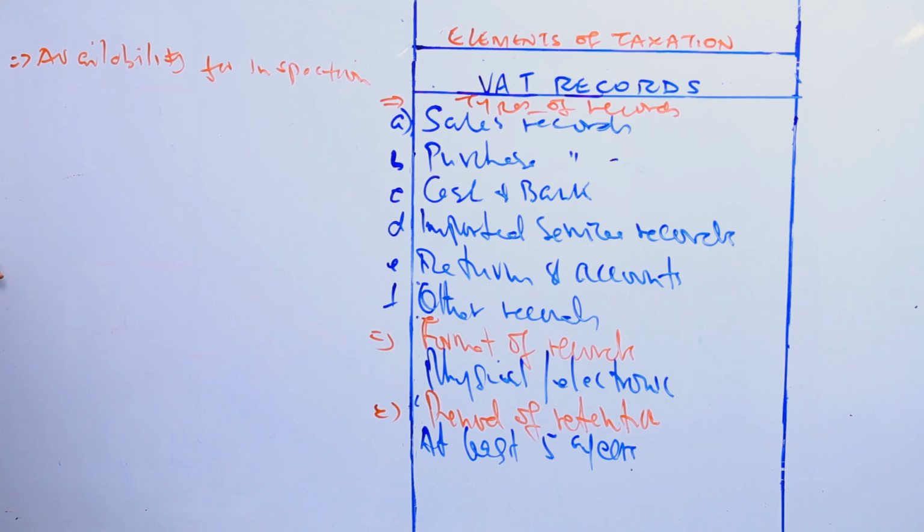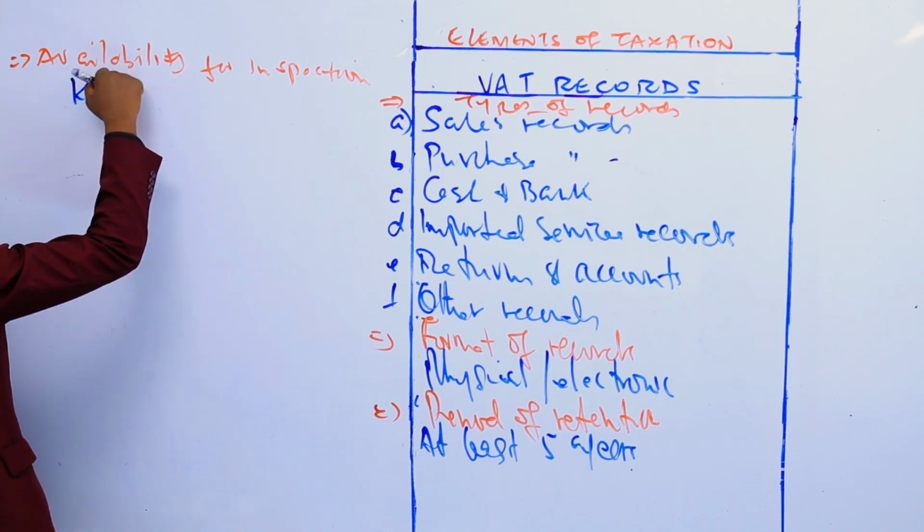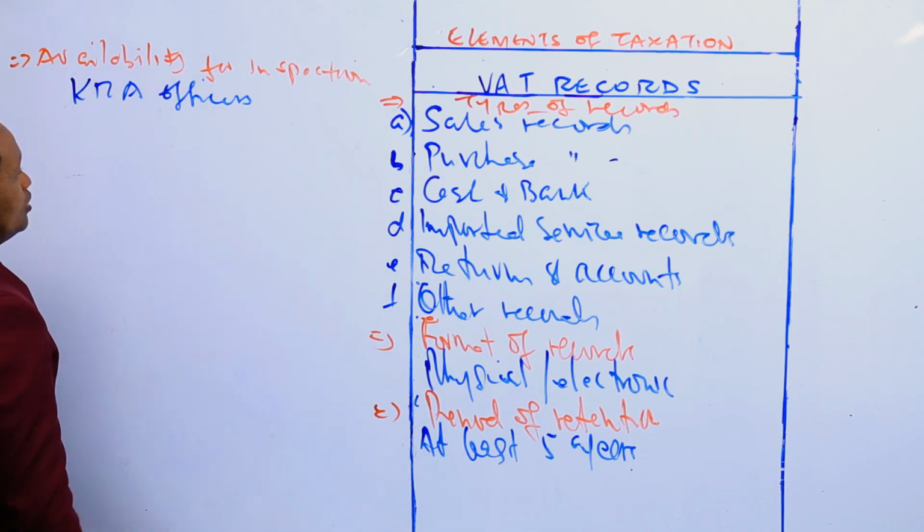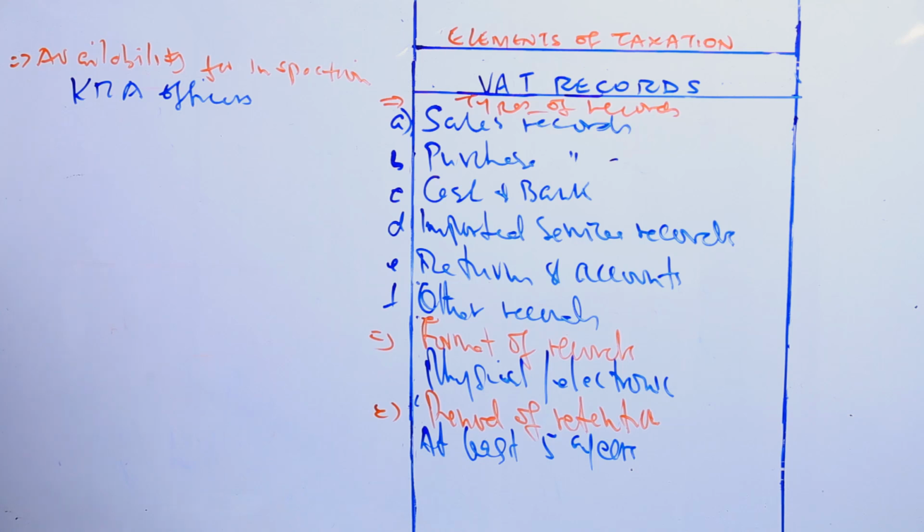And the records should be organized. For example, chronologically by date or by suppliers or customers' name to facilitate easy inspection. These records, again, candidates, should be kept in Kenya and should either be in English or Kiswahili languages. The records should be kept in such a way that it's easy to inspect, for example, having them organized chronologically.